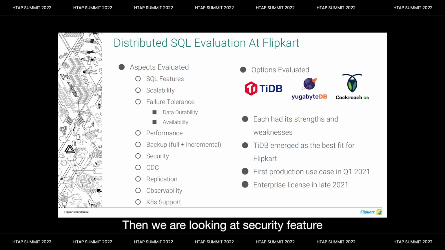Then we are looking at security features, security at rest, security in motion. CDC is very commonly used in a microservices world to propagate changes.